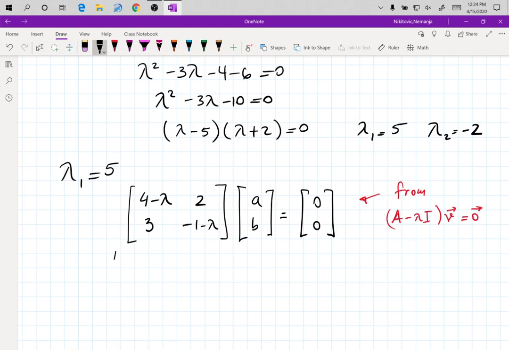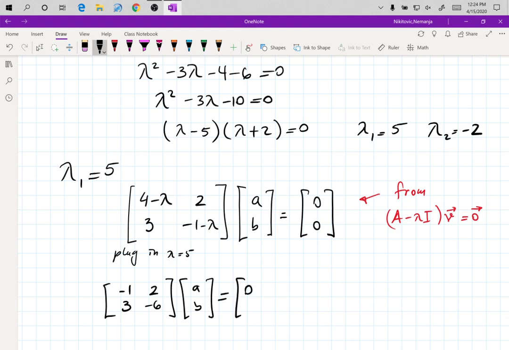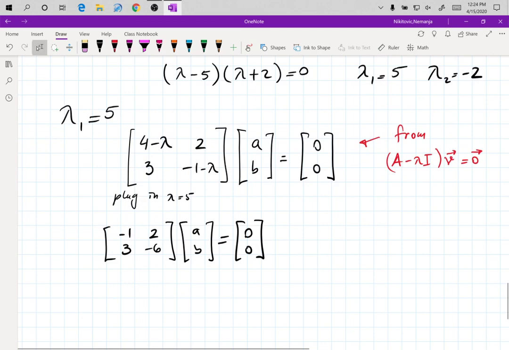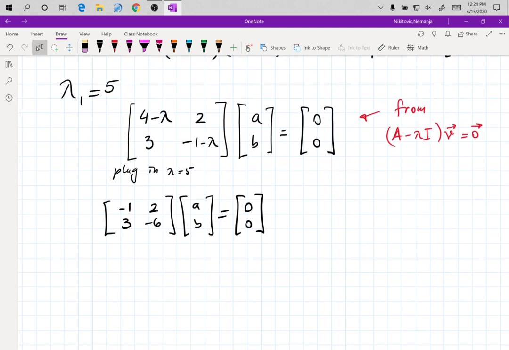So plug in 5. And we get negative 1, 3, 2, negative 6 times A and B equals 0, 0. Okay, I'll write it now. Need to find A and B.